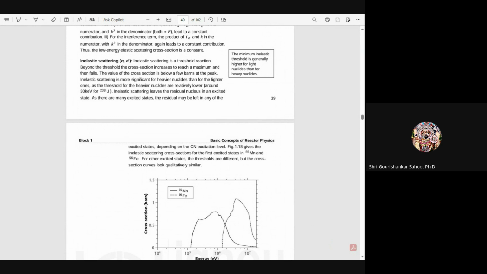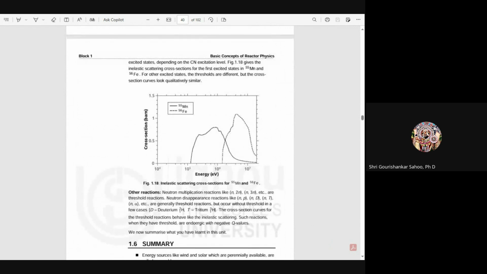Inelastic scattering leaves the residual nucleus in an excited state. As there are many excited states, the residual may be left in any of the excited states. And depending on the compound nucleus excitation level, you have your inelastic scattering cross section for fast neutrons in manganese-55 and iron-56, as shown on the screen.